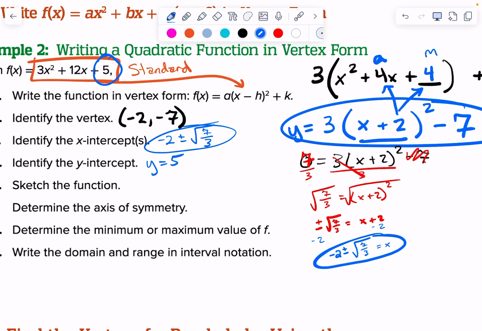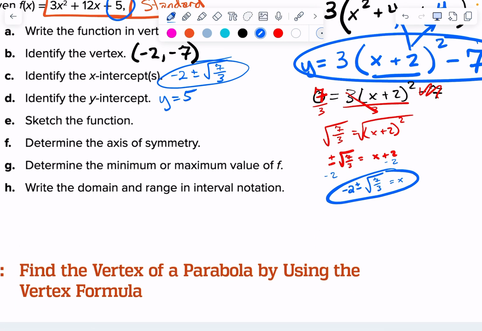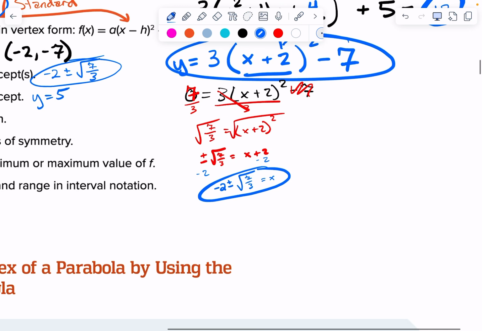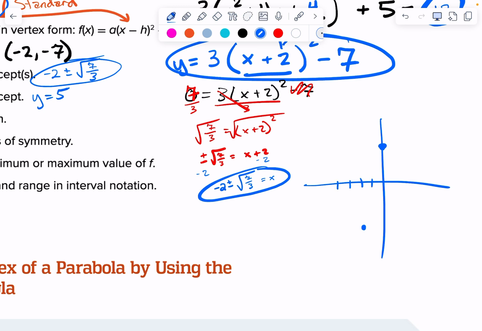Right. Okay, sketch the function. He's something like this. -2, -7. Is he smiling? Yeah, he is, right? -2, -7. The y-intercept is 5, right here, right? All right, you know what I'm going to do? 1, 2, right there also. Do you see that? You see what I just did?